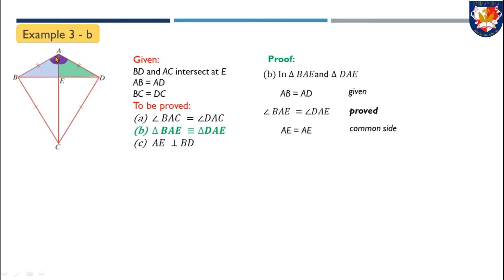Side, angle, side, which correspond to the other triangle, and therefore we have the conclusion that triangle BAE is congruent to triangle DAE by SAS, side, angle, side. This completes our proof in part B.